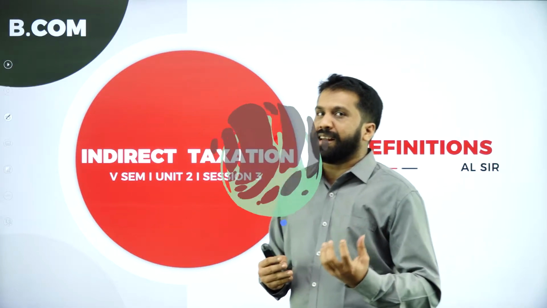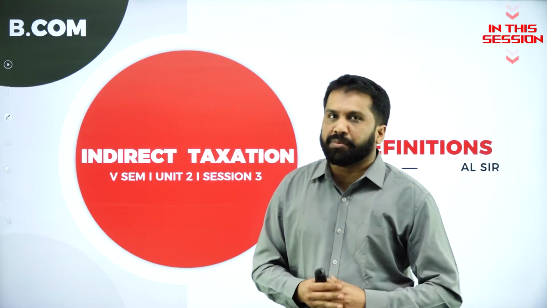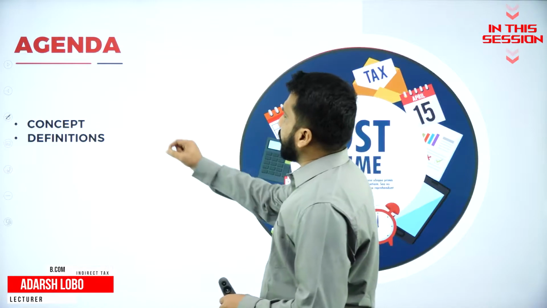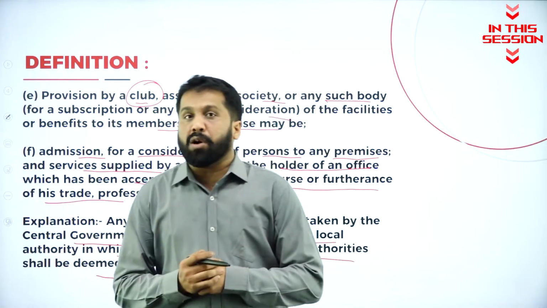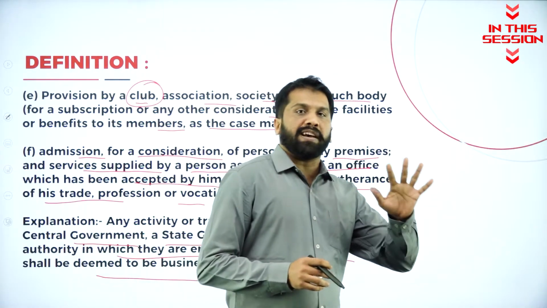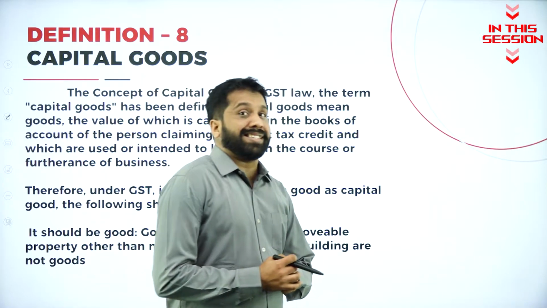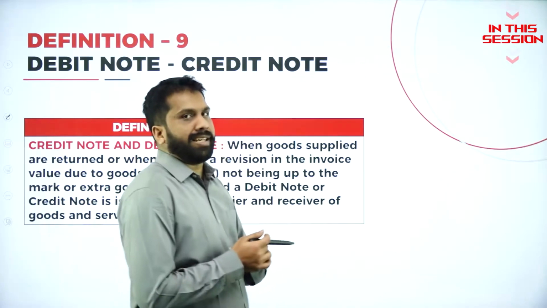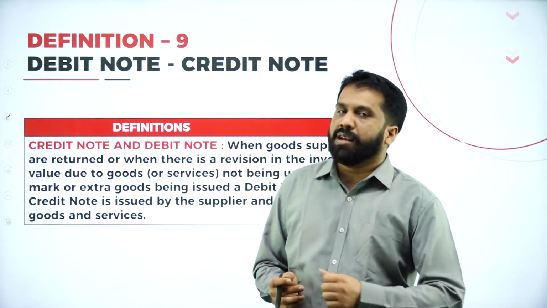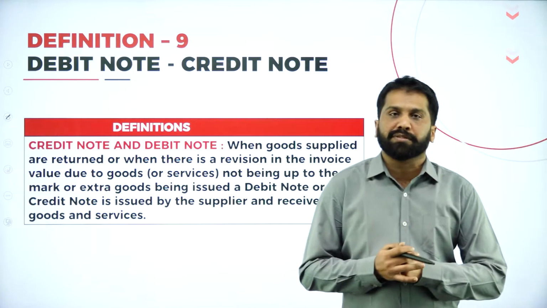Who is called agriculturist, what is called assessment. In the agenda, what happens? The concept as well as definitions we will study. You have to write the explanation along with business includes 5 points. While taking input tax credit, capital goods will play a major role. Your sales return always comes with credit note and purchase return always comes with debit note.